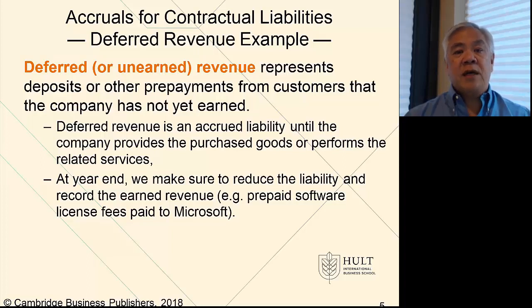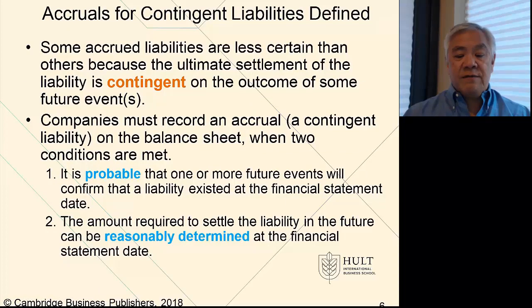That would be an adjusting entry, reducing deferred revenue and increasing revenue in this case. How do we look at contingent liabilities? So first, as mentioned, they're contingent upon a future event. We must record an accrual if two conditions are met. If either is not met, we do not record it.